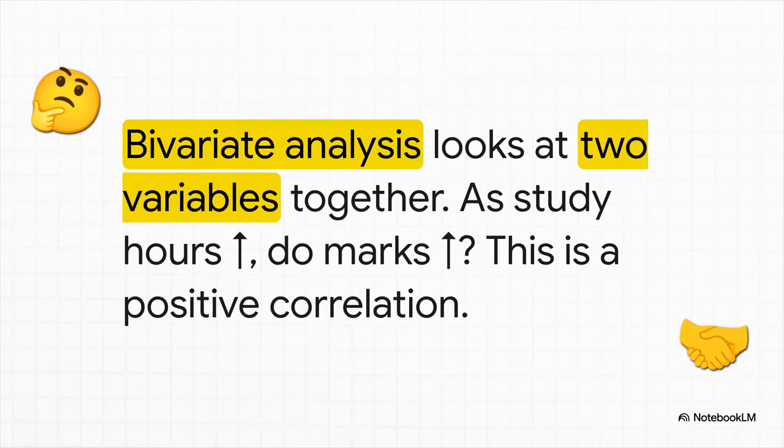But things get really interesting when we start comparing two variables to see if they're connected. This is called bivariate analysis. What we're looking for is a relationship or a correlation. You know, like as the number of hours someone studies goes up, do their marks also go up? That's the kind of connection we're looking for.